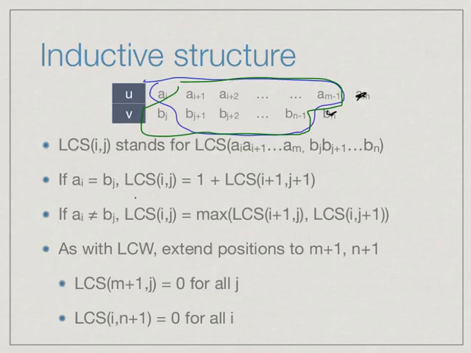So if we say, like we had before, that LCS of ij is the length of the longest common subword starting from I and j, if AI is equal to BJ, it will be 1 plus the length starting from I plus 1, j plus 1. If it is not equal, it will be the maximum of the two subproblems where I either increment I or I increment j. Okay? And as with the longest common subword, when we go to the last position, m and n, we get 0.